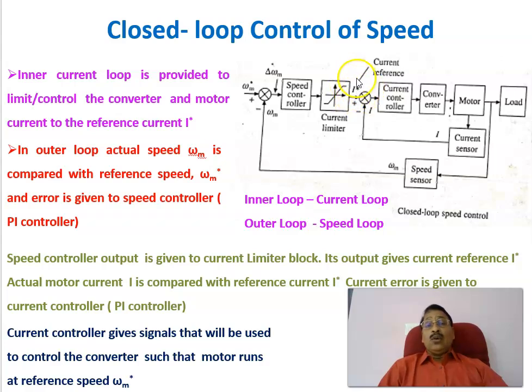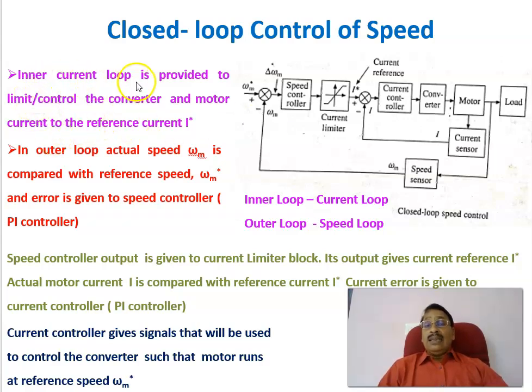For this much current, I star, is required, and the actual current is sensed by the current sensor and given to the negative input, or say negative feedback. The current error between the reference current and the actual current is the input to the current controller. Again, it is a PI controller, and the current controller output is given to the converter for controlling the converter, which produces the required voltage to be applied to the motor that is connected to the load. This is the motor load system. Therefore, there are two loops: the inner loop is the current loop, and the outer loop is the speed loop.